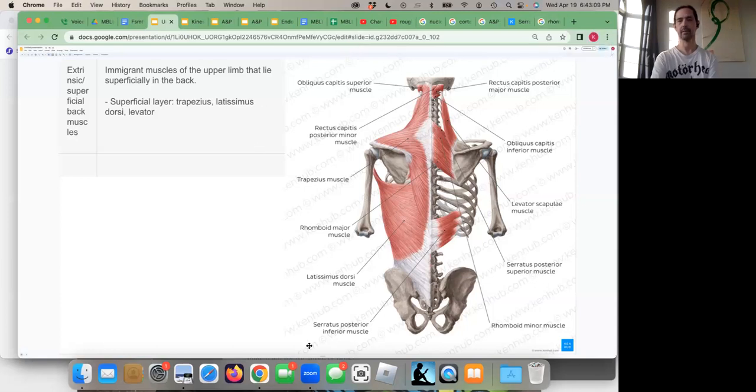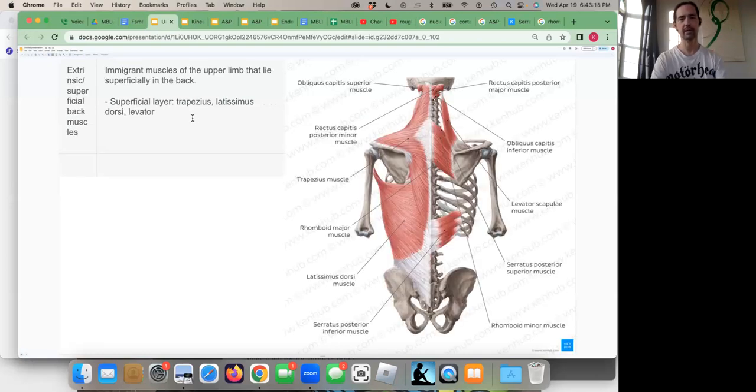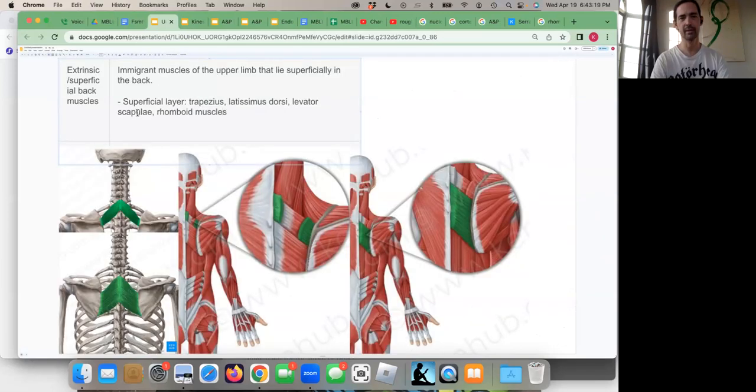Okay, let's see. So that's all of the superficial layer. Did I just put those back in there? It's just cut off on each slide.